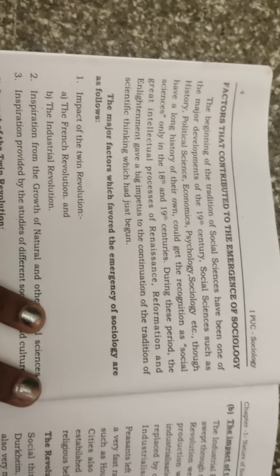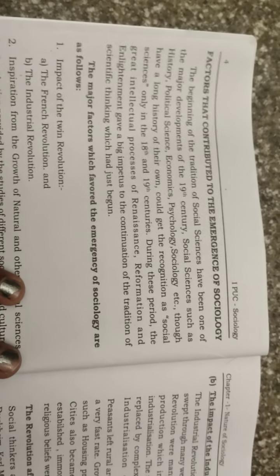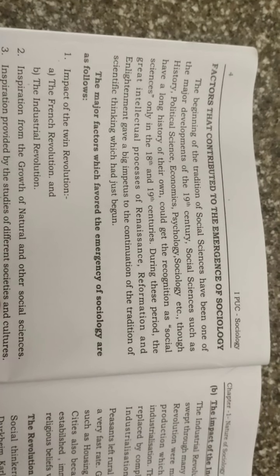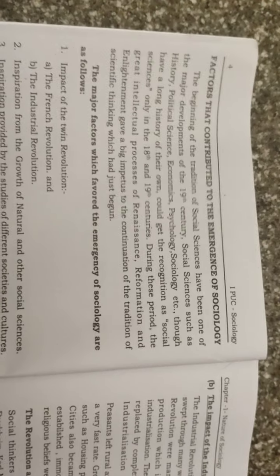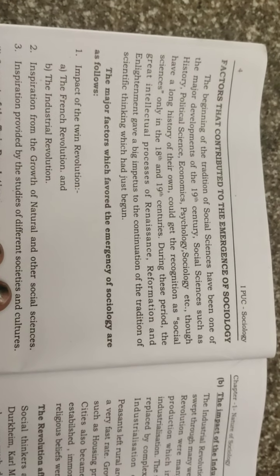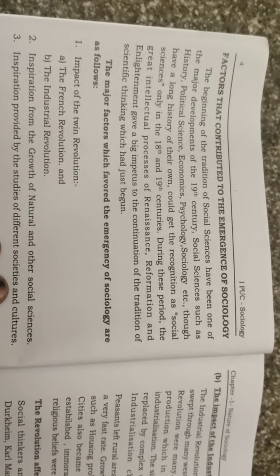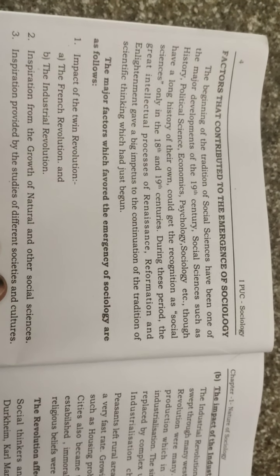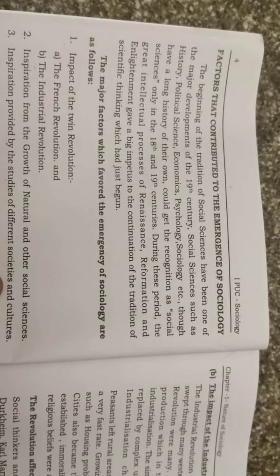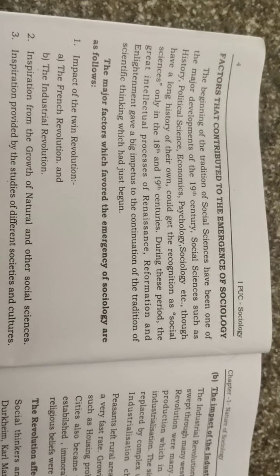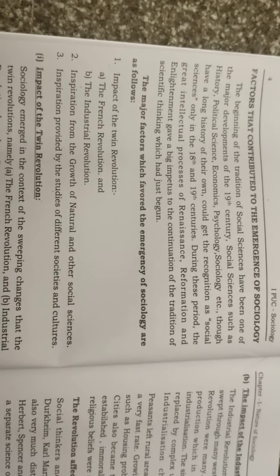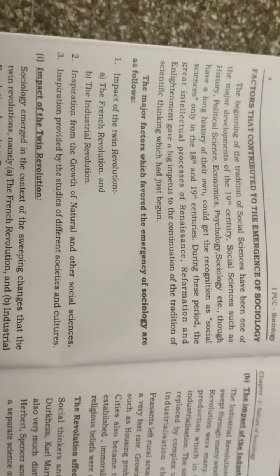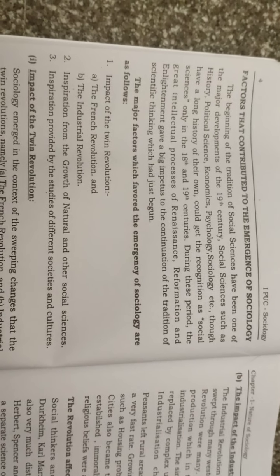Next, moving on: factors that contributed to the emergence of sociology, that is, how sociology came into play. The beginning of the tradition of social science was one of the major developments of the 19th century. Social sciences such as history, political science, economics, psychology, sociology, etc. have a long history of their own. Each subject has its own history, how it came into play and how it was given a name. Only in the 18th and 19th centuries did every subject get its own name and recognition as a social science.